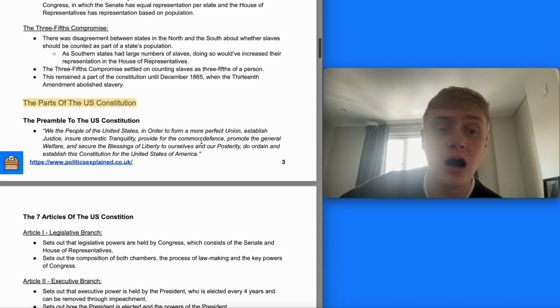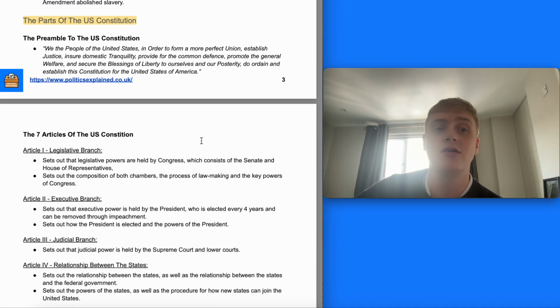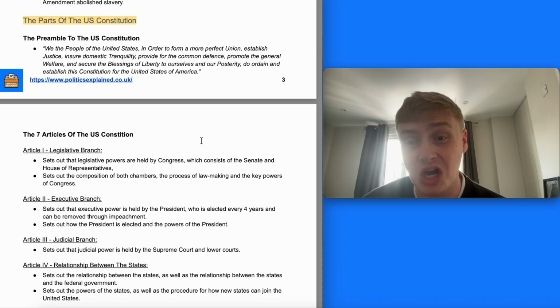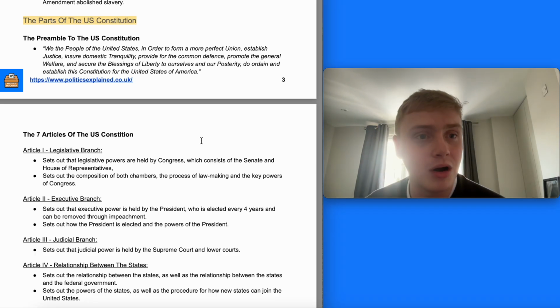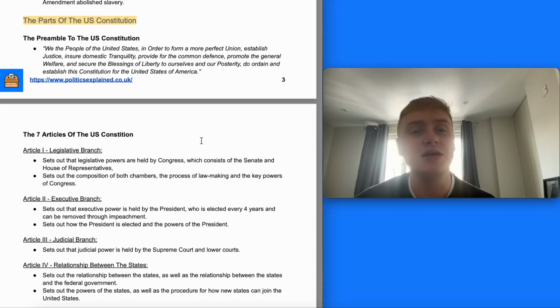In terms of the different parts of the US Constitution, the first key part it's worth looking at, which you've probably heard of before, is the preamble. You can read it on your screen now, but it immediately shows the key principles of the US Constitution, what it was driven by, with liberalism being really key.